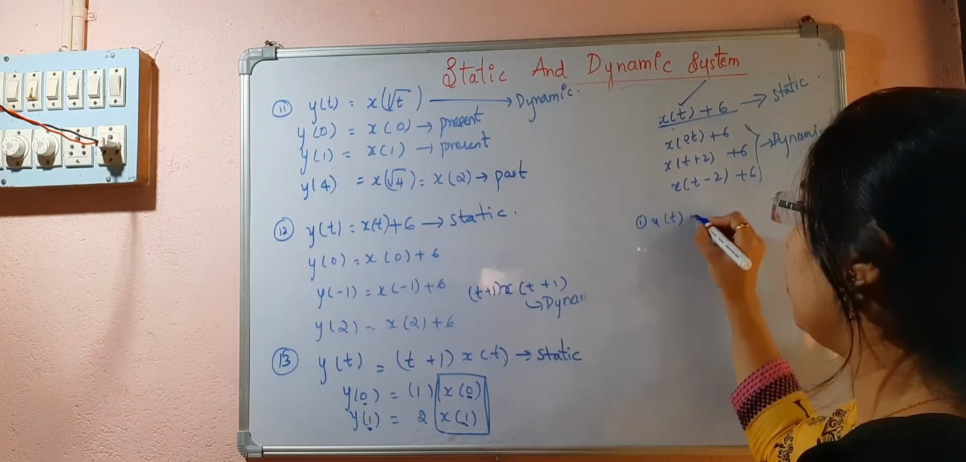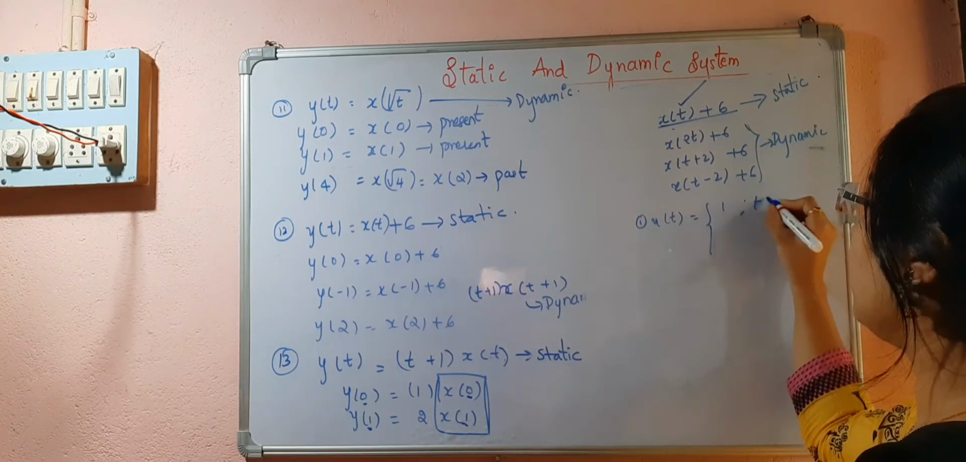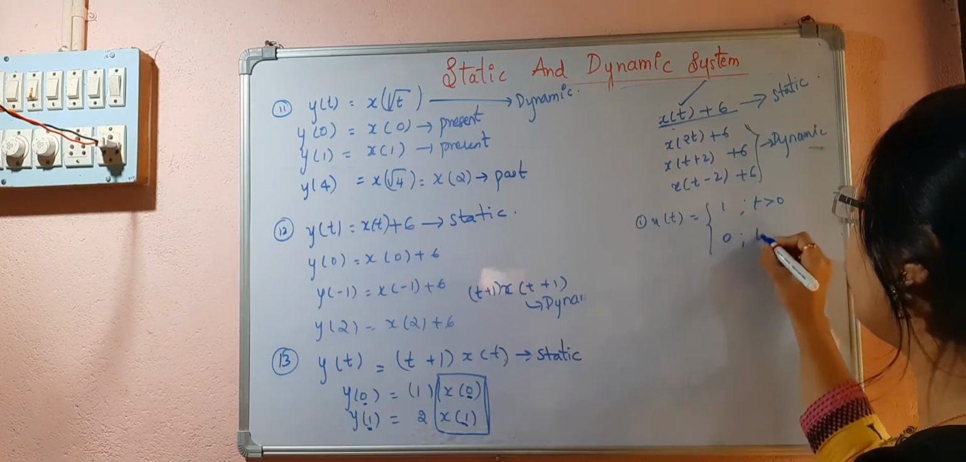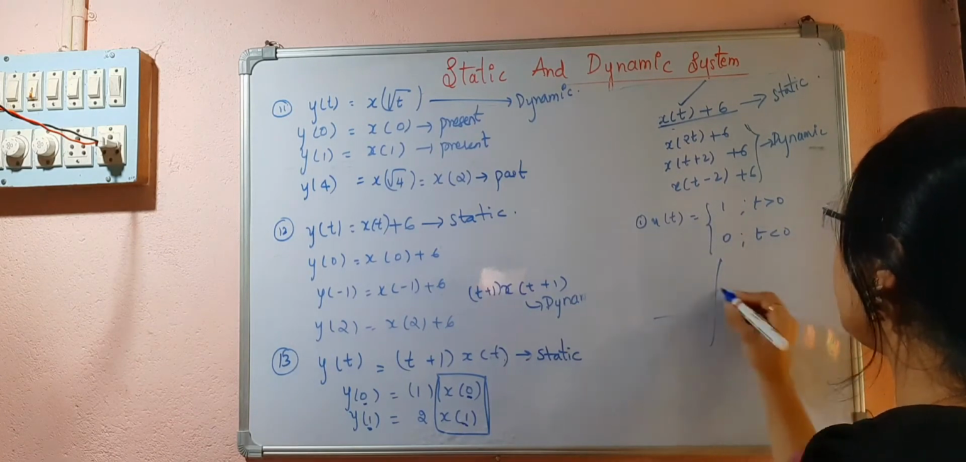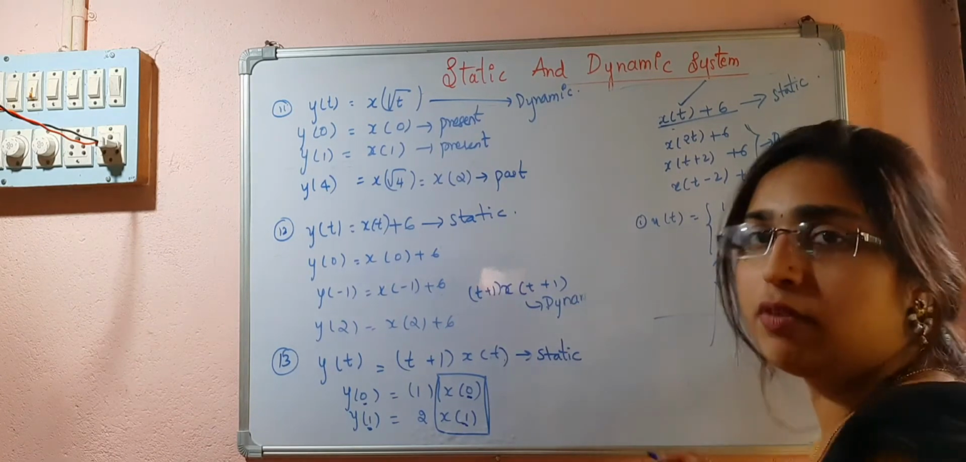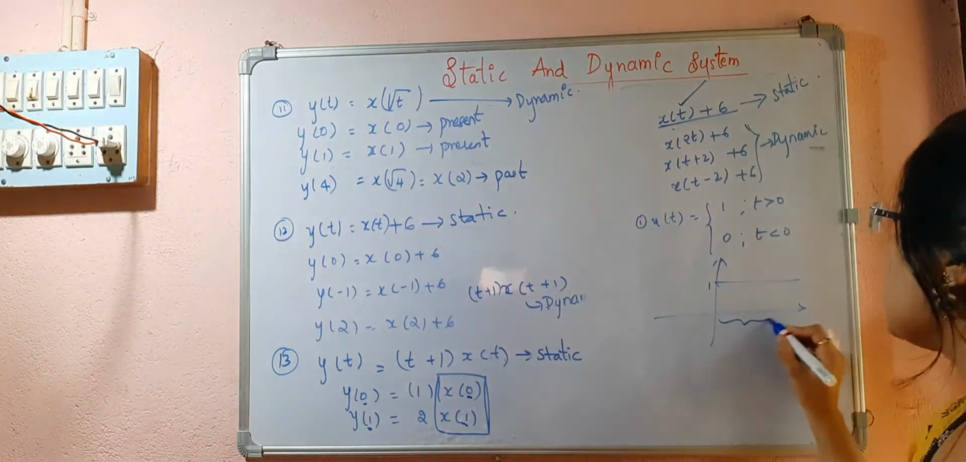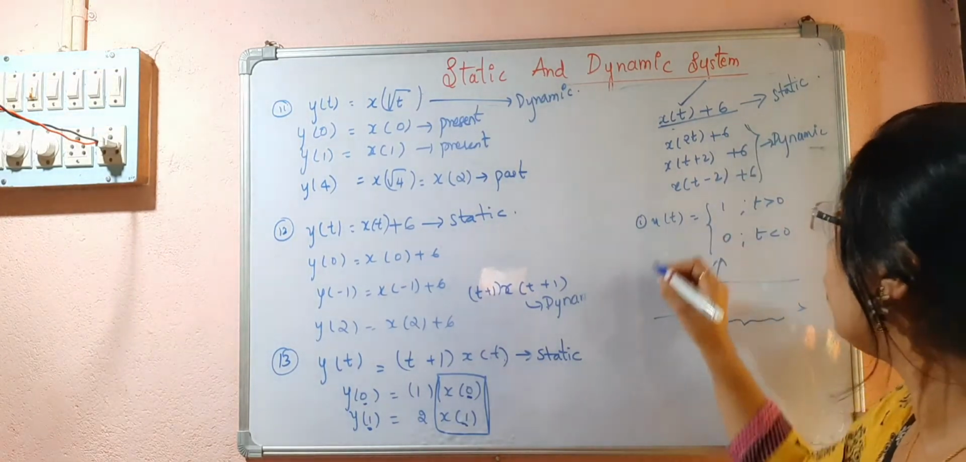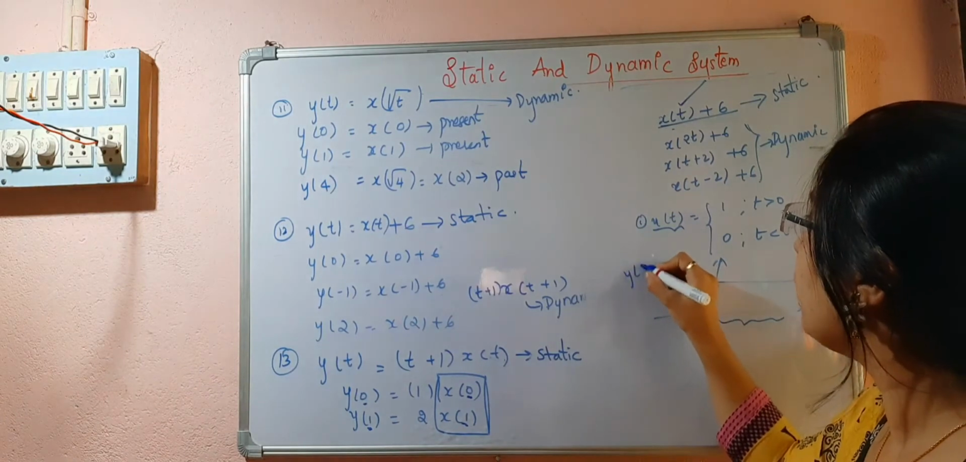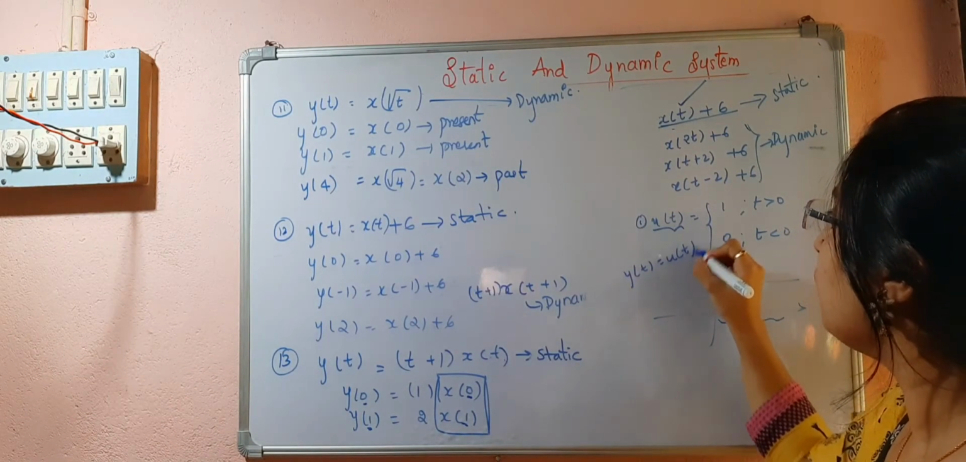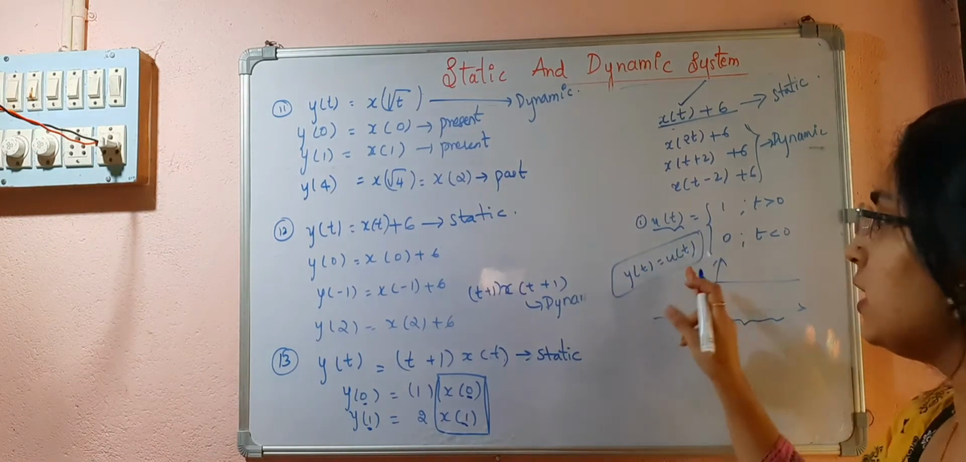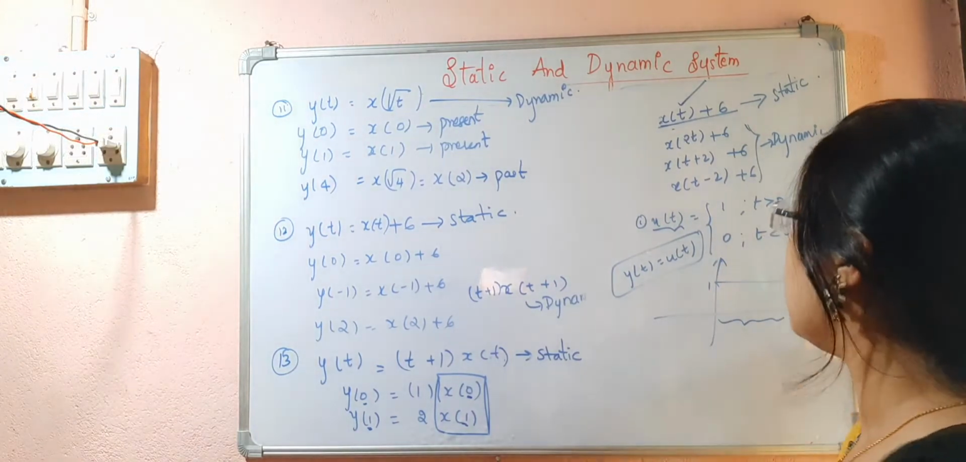The signal u of t, you know that it is equal to 1 for t greater than 0 and it is 0 for t less than 0. It means we were getting a signal like this for the unit step function. So for u of t, y of t is equal to u of t, this one will be a static system.